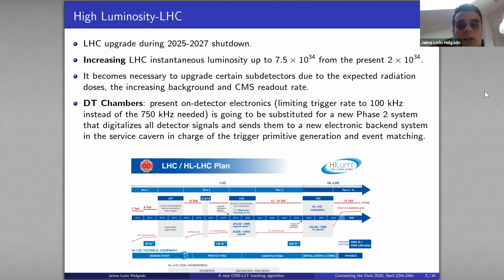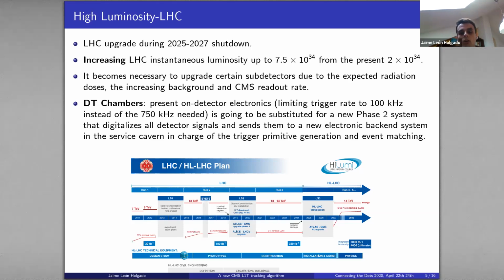So a bit about high lumi LHC. This will be an LHC upgrade that will occur during the 2025-27 shutdown. It will imply an increase in the LHC instantaneous luminosity from the present 2 times 10 to the 34 to around 7.5. This increase makes it necessary to upgrade certain subdetectors, because the expected radiation doses and background and CMS readout rate will increase quite a lot. For the DT chambers, the present on-detector electronics limit the trigger rate to around 100 kilohertz, so we need to substitute them to reach the 750 kilohertz that we need.